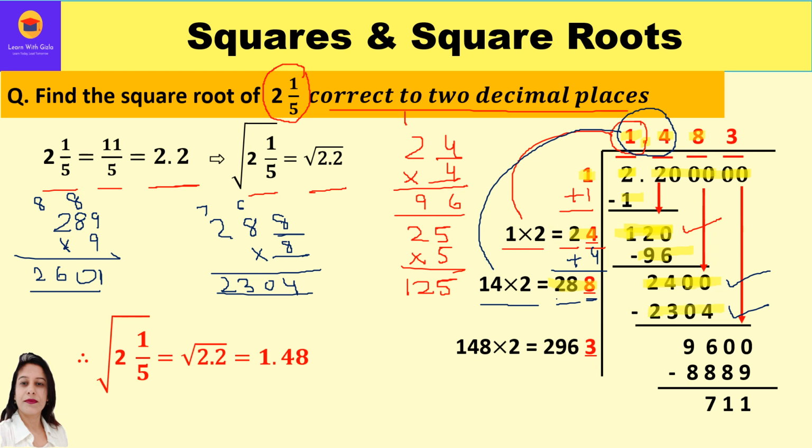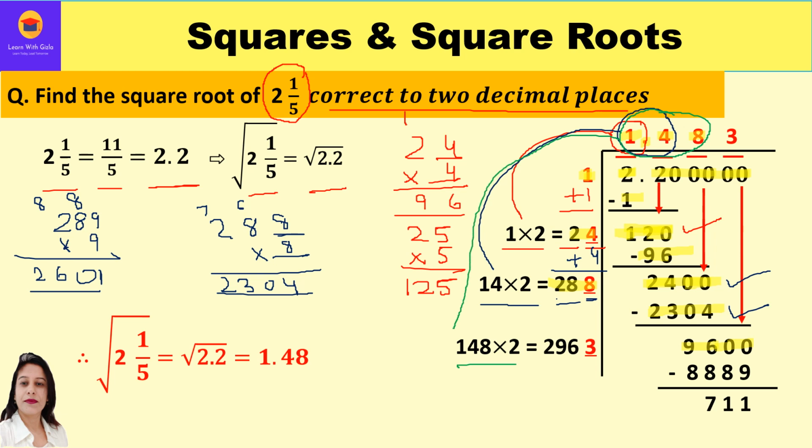Now I will do the subtraction. 2400 minus 2304, I will get 96. Bring down 00, right? That is the next period. Now my new dividend is 9600. Now to solve 9600, I need a divisor. Okay, so my number is now 148 over here. The quotient is 148, which I will bring down and double it.